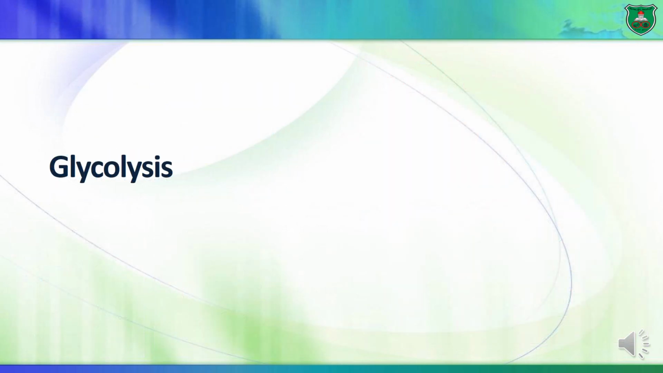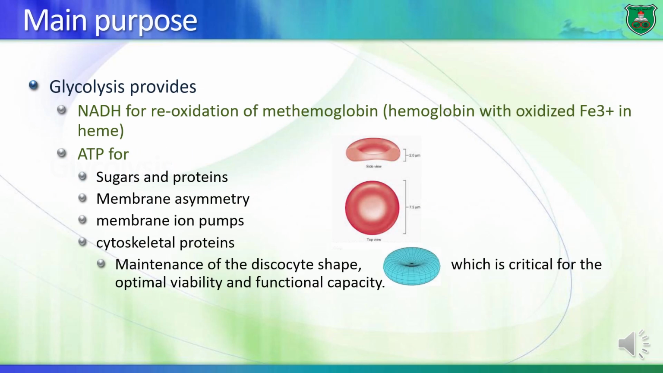So let's talk about the glycolytic pathway. Why is that important for red blood cells? It's important because both NADH and ATP are produced. NADH is important for reoxidizing methemoglobin. If you remember, we talked about that in the previous lecture, and we said that cells use a cytochrome-containing reductase enzyme to convert methemoglobin to hemoglobin.